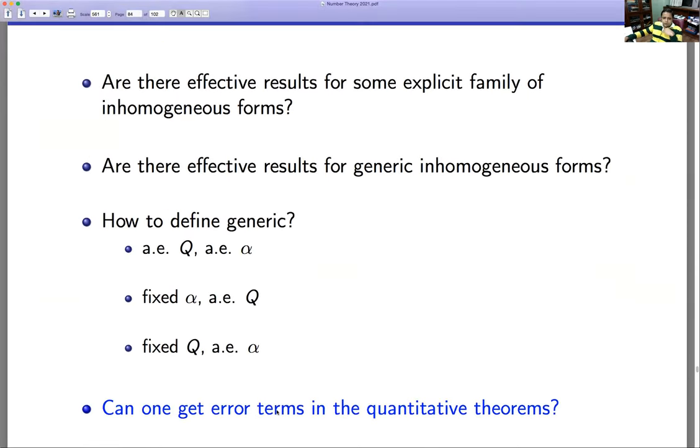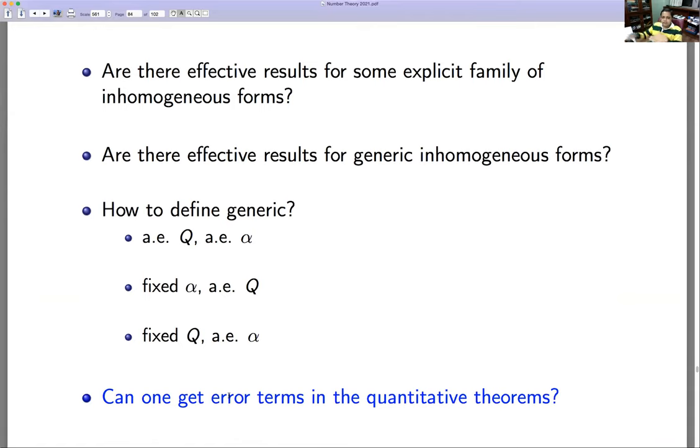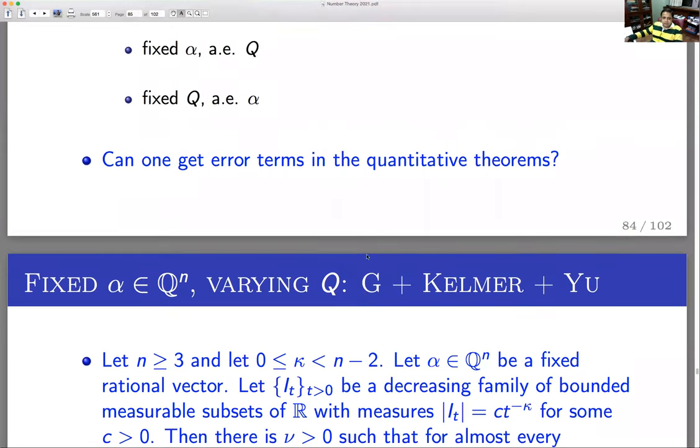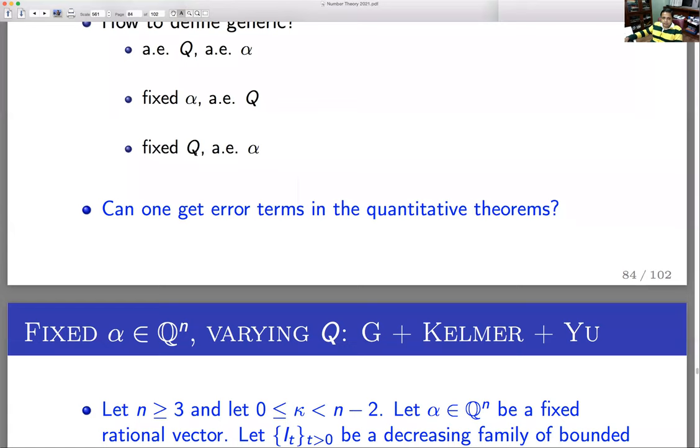And so can one get error terms in the quantitative theorems of Margulis and Mohammadi? Can one prove effective versions of Oppenheim's conjecture, as we've been discussing, for this kind of quadratic form? And this turns out to be a problem which is very interesting and by no means settled. So I'd like to report on some progress, which is joint with Dubi Kelmer and Shucheng Yu. And the answer to these questions turns out to be quite complicated.